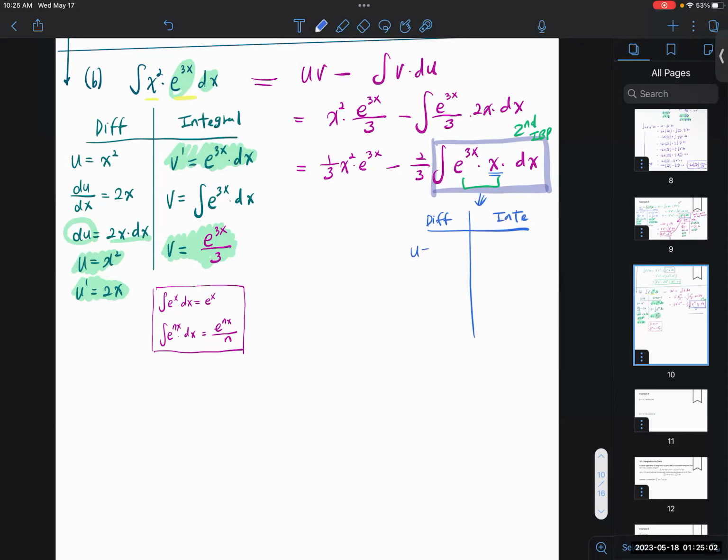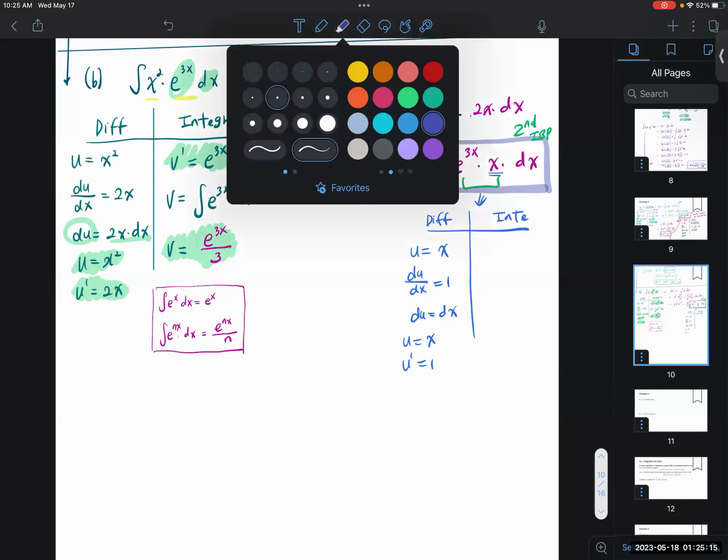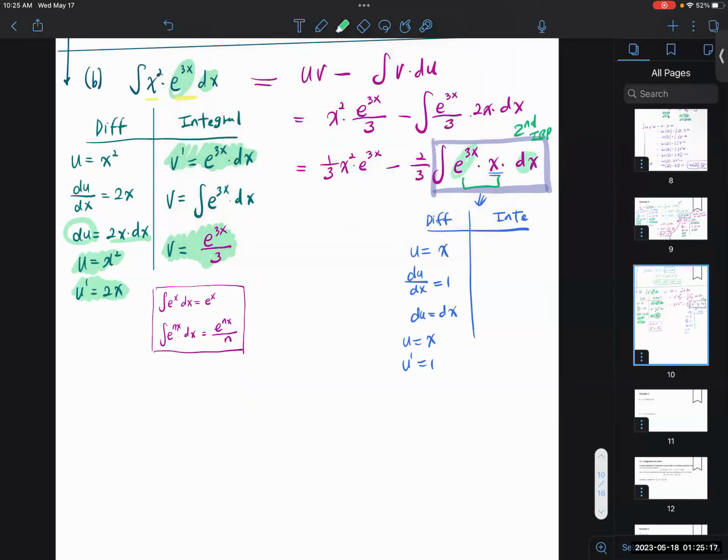Integral. So u equals x. du over dx is 1, du is dx. So we know u is x, u prime is 1. Taking the integral of the second function, which is e to the 3x dx, that's already v prime. So by taking the integral, we can find that v equals e to the 3x over 3. So we have u prime, v.